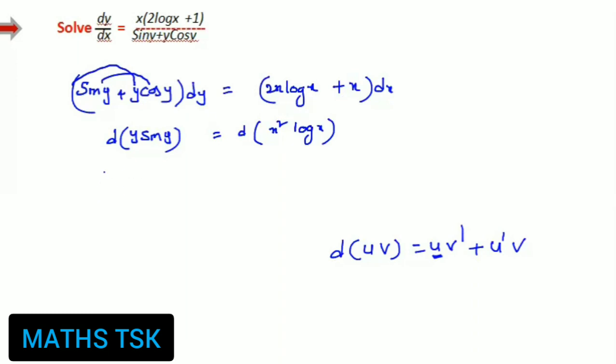Now if you integrate these two functions on both sides, the integration of dx is x. So y sin y is equal to x square log x plus c, where c is the integration constant. A simple problem. This is the best method of doing this. Next, we have to find the general solution.